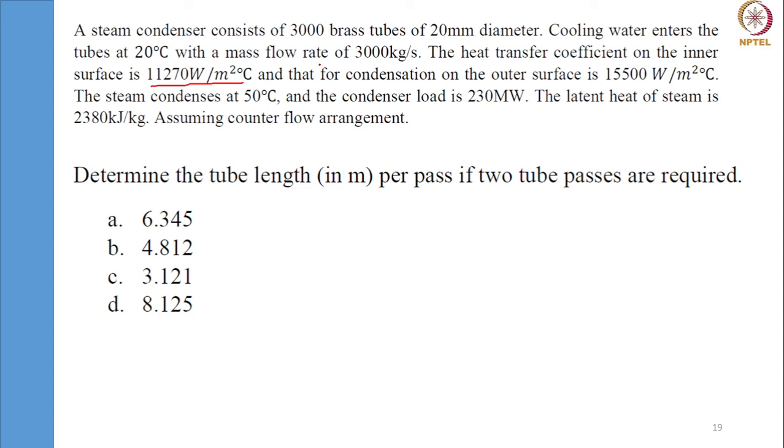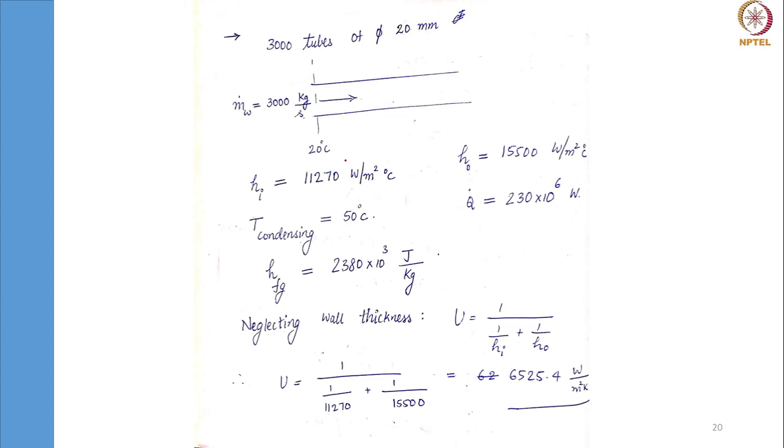Is it 6,526? Yeah, that's correct. It is a thin walled tube. That's the assumption that we are going to make because we don't know the geometry. So if we neglect the wall thickness, we can write 1 by U as 1 by HI plus 1 by HO. Once we plug in the values, we get an overall heat transfer coefficient of 6525 watt per meter square Kelvin.